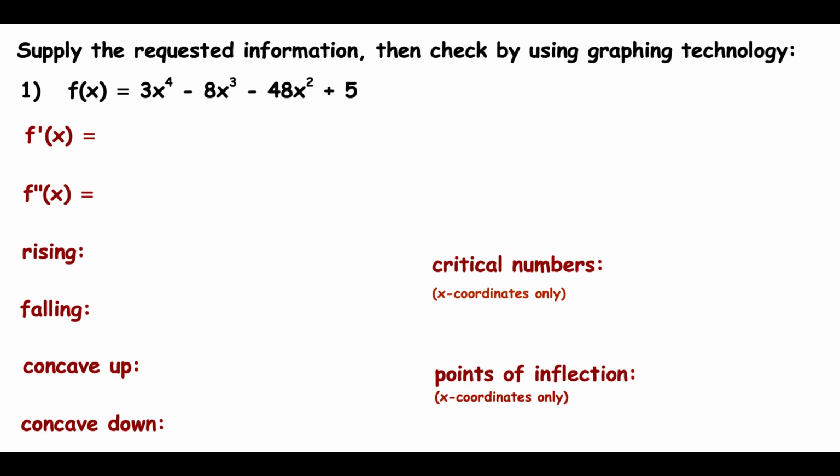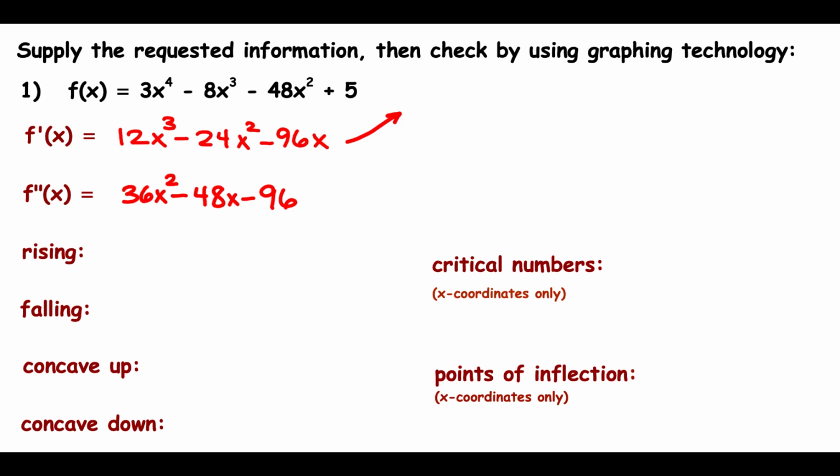All right, the first thing I ask for is 2 derivatives, so we'll take the first derivative, and the second derivative, which will be 36x squared minus 48x minus 96. In order to answer the other questions, we're going to have to do some factoring. Let's start with the first derivative.